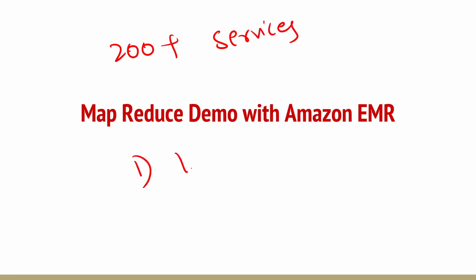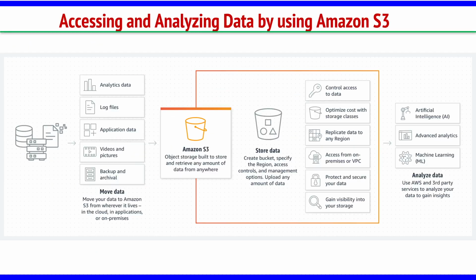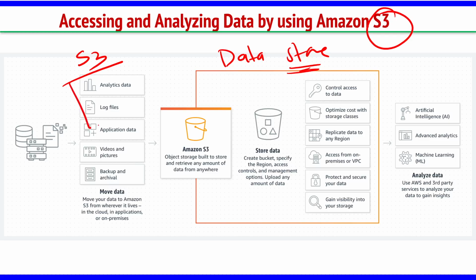First one is EMR, second one is S3 bucket. You might have heard it multiple times, right? S3 is a data store where I can store any kind of data: structured, unstructured, semi-structured, any kind of data can be stored in S3. S3 is like your storage, your laptop storage.